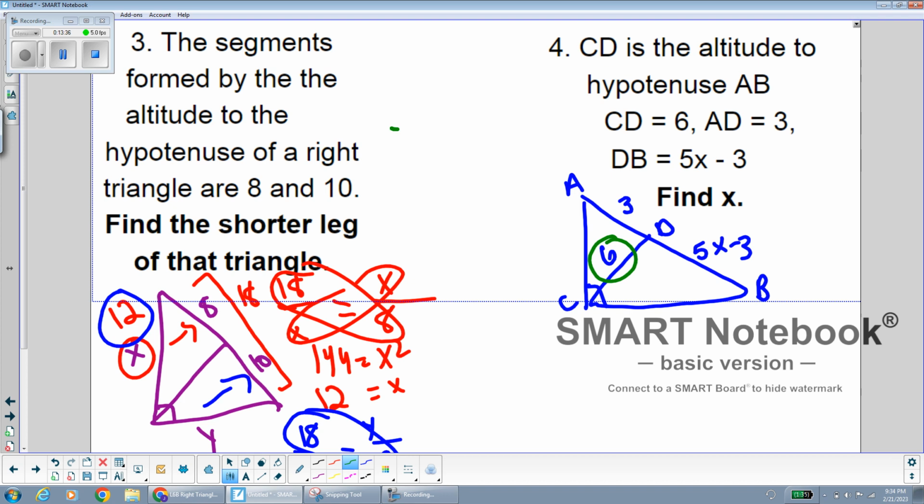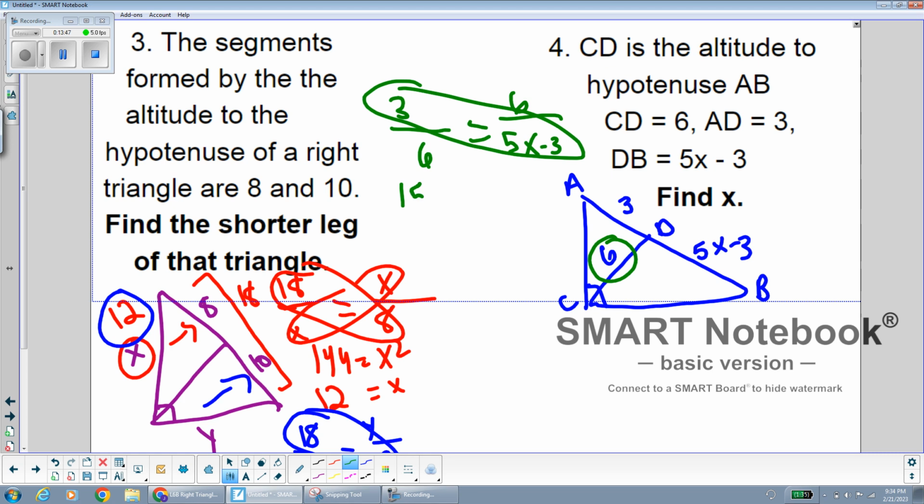So the altitude rule says that the altitude is the mean proportional between each part of the hypotenuse. So here we have 15x minus 9 is equal to 36. Let me get my calculator out. 36 plus 9 is 45, and divide that by 15. There we go.